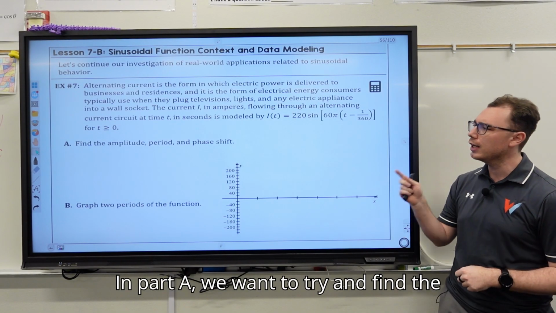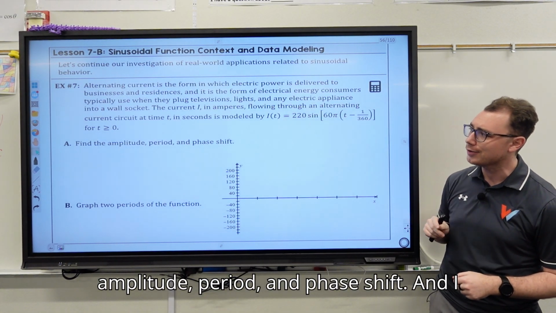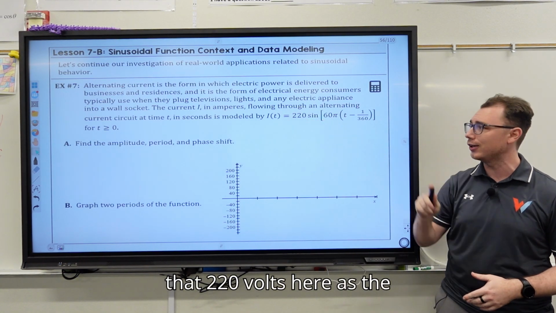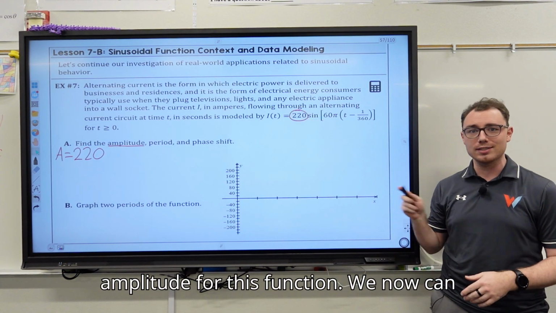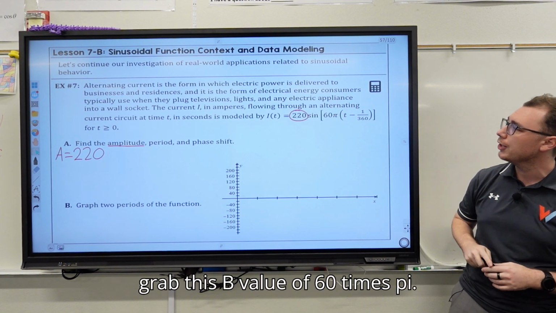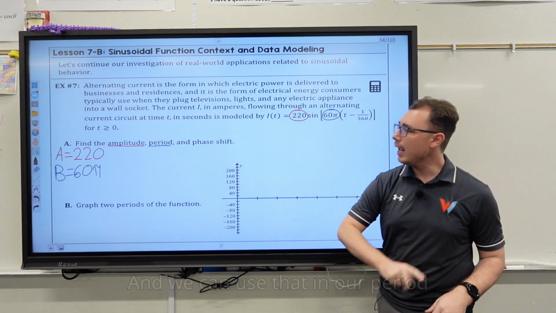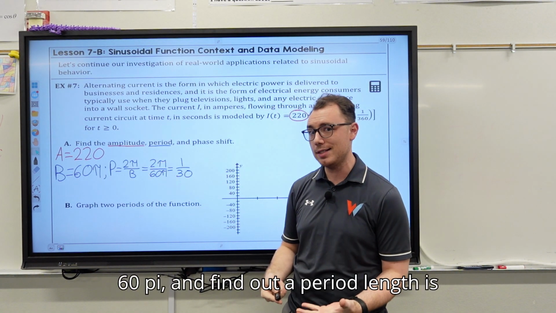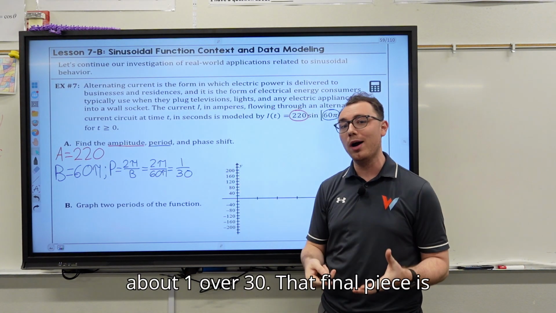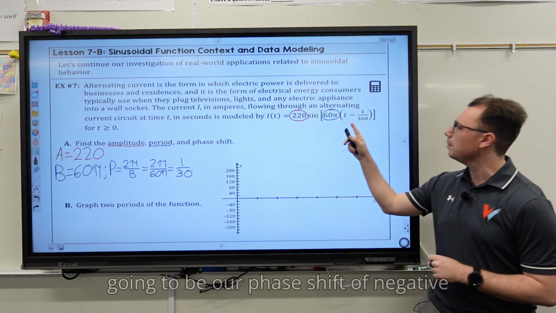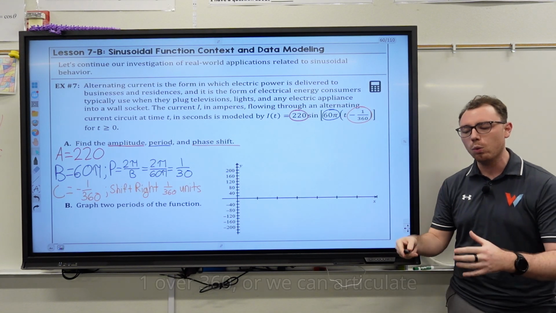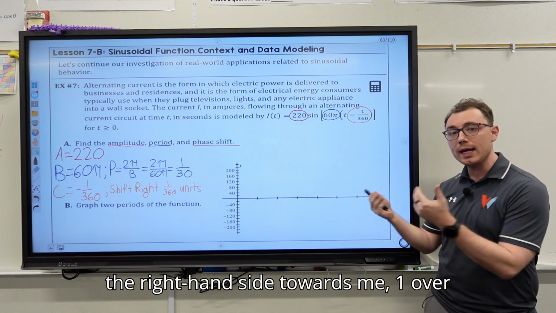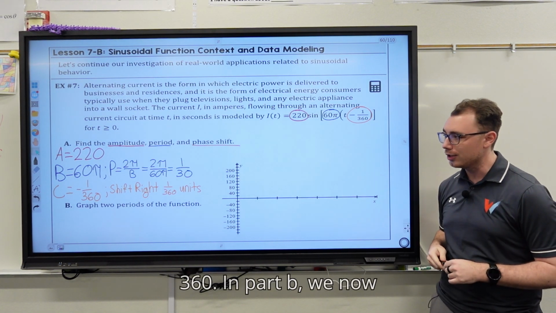In part A, we want to find the amplitude, period, and phase shift. I already know all of you can identify that 220 volts here as the amplitude for this function. We now can grab this b value of 60 pi and use it in our period equation, where we take 2 pi divided by 60 pi and find that the period length is 1/30. That final piece is our phase shift of negative 1/360, where we can articulate that this is a phase shift to the right-hand side, 1/360.